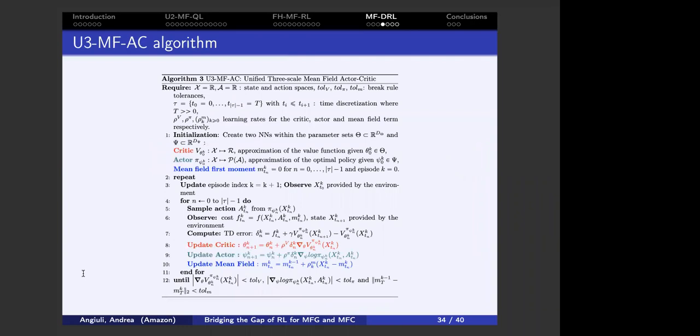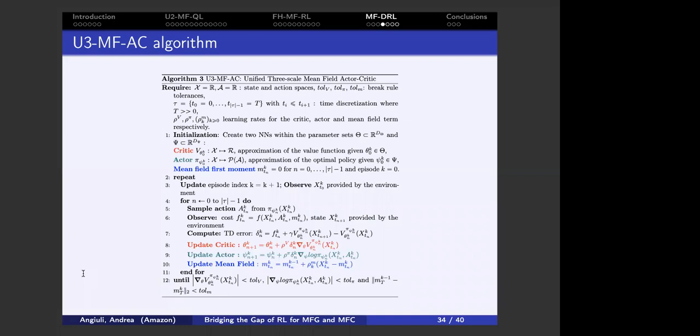So the algorithm is designed for now for a problem where the interaction is through the first moment of the population, and for finite horizon problems. So we have 3 learning rate schedules. This is why we call it a unified 3-scale mean field actor-critic algorithm.